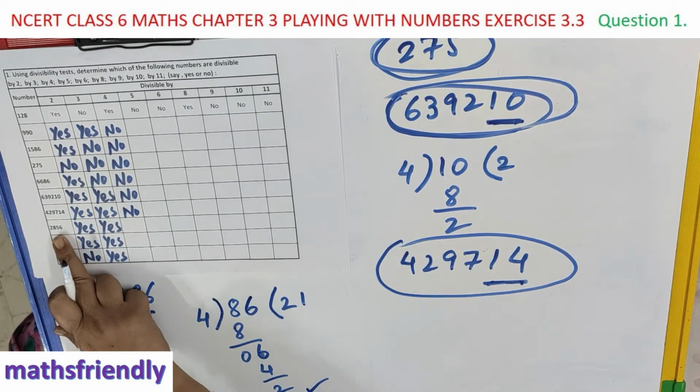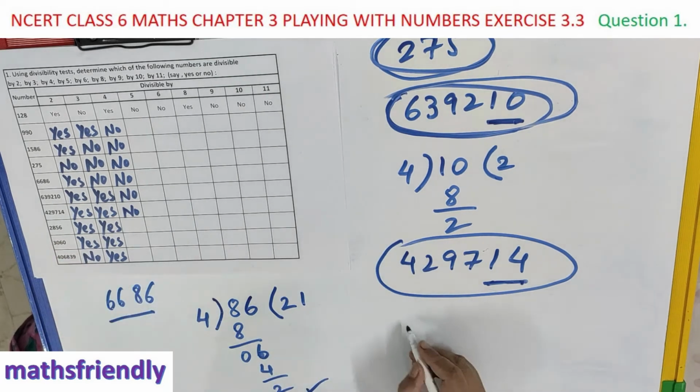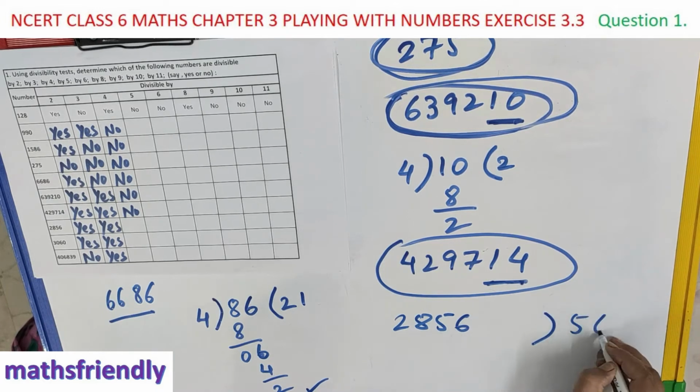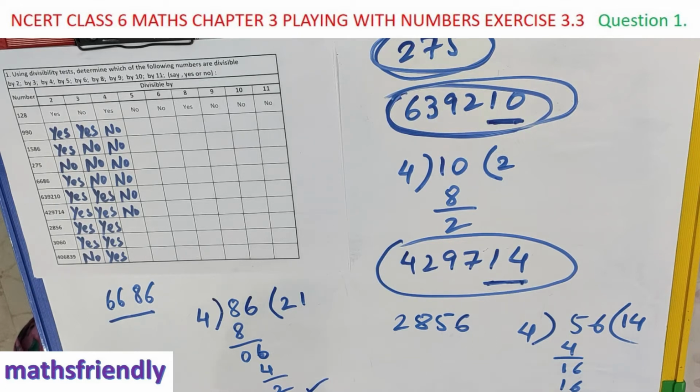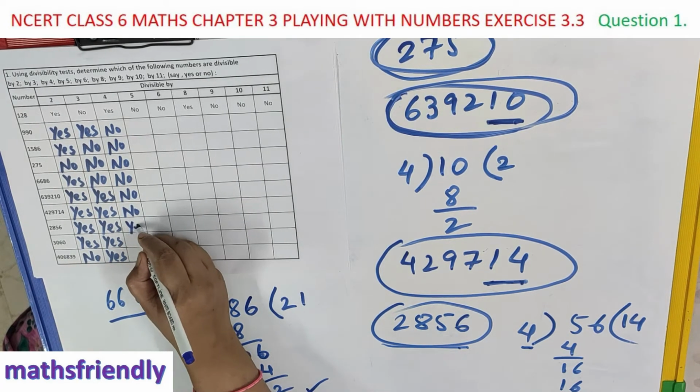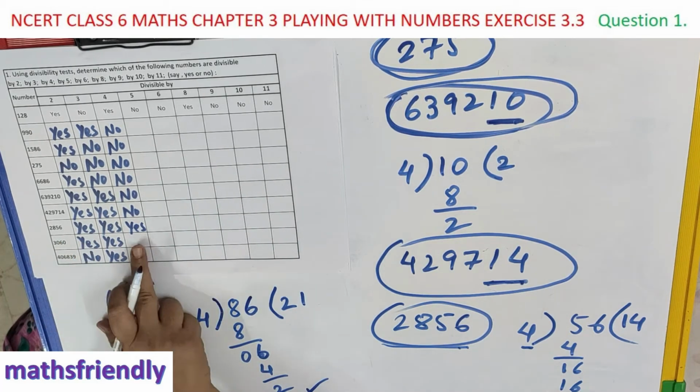Now 2856. This is the next number we have to check. So we will divide 56 by 4. 4 1s are 4, 1 is the remainder, 6 comes down, 4 4s are 16, remainder is 0. It means this 56 is divisible by 4. This shows that the number itself is divisible by 4. So what can we write? Yes, this 2856 is divisible by 4. Understood?